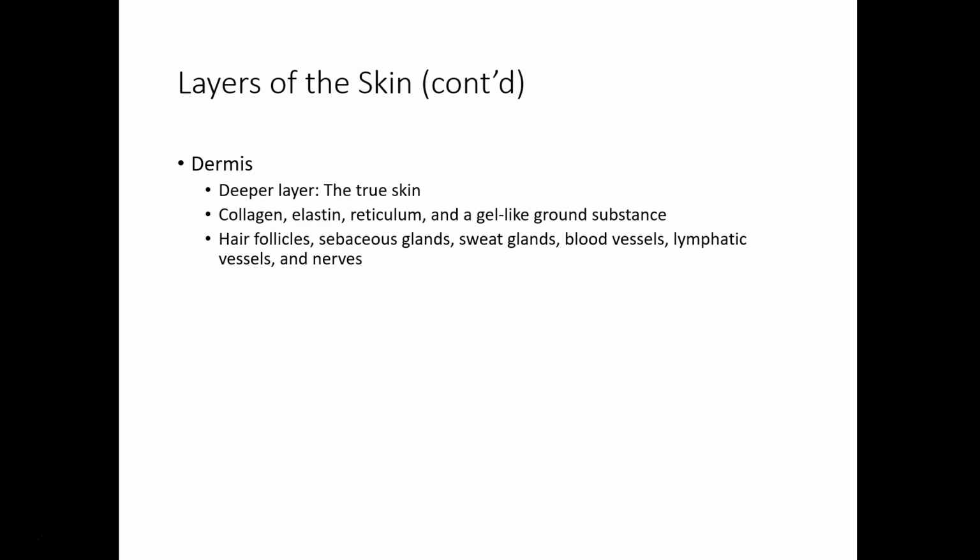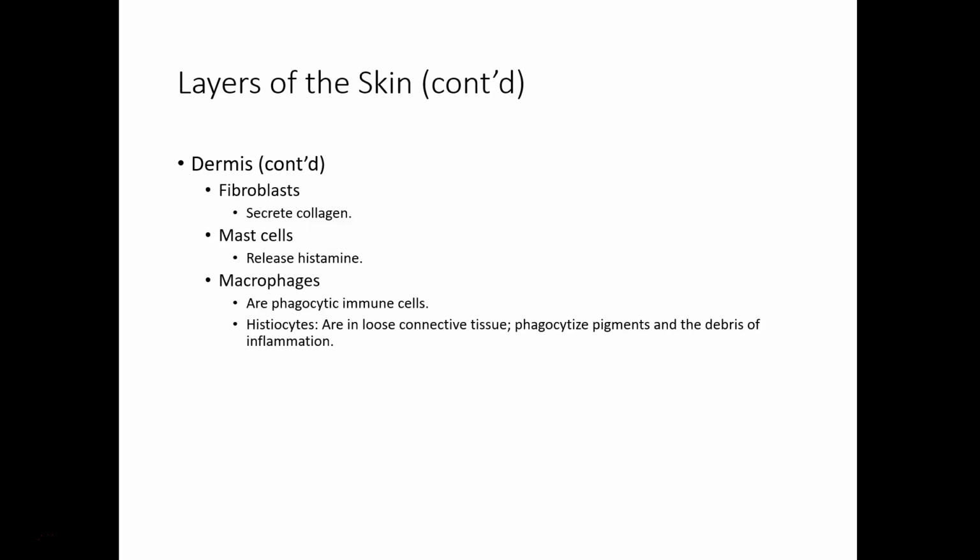Now, when we get to the deeper level, we have the dermis, the true skin, and this contains collagen, elastin, the reticulum, and a gel-like ground substance. Also included in this area are hair follicles, sebaceous glands, sweat glands, blood vessels, lymphatic vessels, and nerves. Within the dermis are the fibroblasts, which secrete collagen, mast cells, which release histamine, and macrophages, which are phagocytic immune cells, and the histiocytes, which are loose connective tissues and phagocytize the pigments and the debris of inflammation. So they're kind of the cleanup crew.